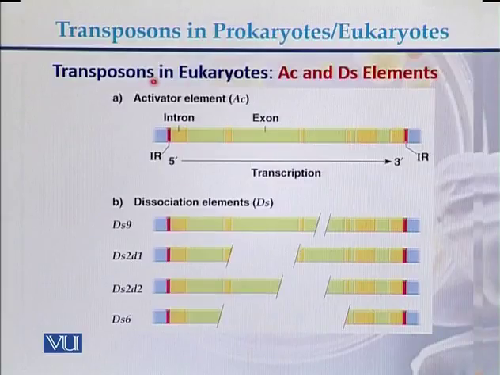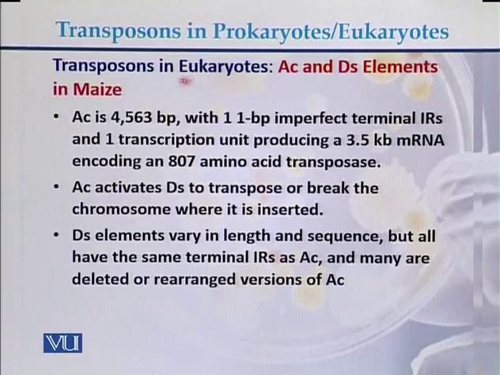In higher eukaryotes, there are activator and dissociation elements. This is the diagram of the activator elements, and these are the dissociation elements. These types of transposons are found in higher eukaryotes, for example maize. So, transposons in eukaryotes: activator and dissociation elements. Now the details of what activator and dissociation elements are.